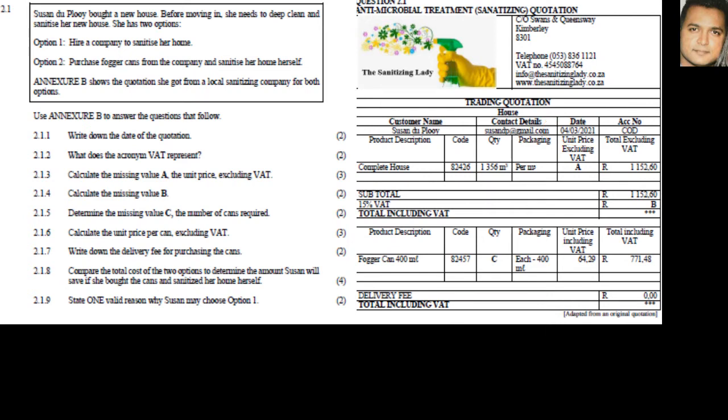2.1.2, what does the acronym VAT represent? By now you should be familiar with this, that VAT means value added tax.